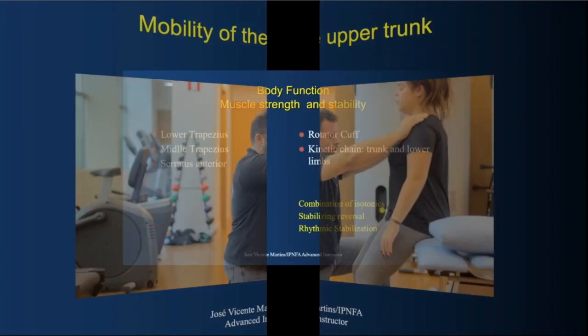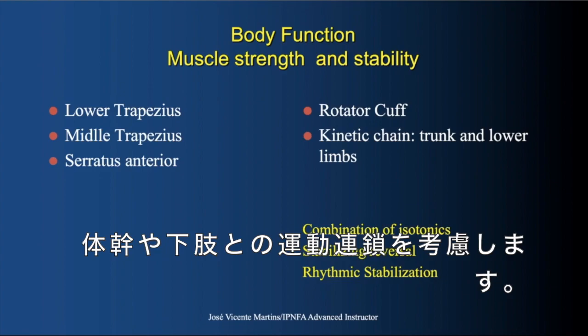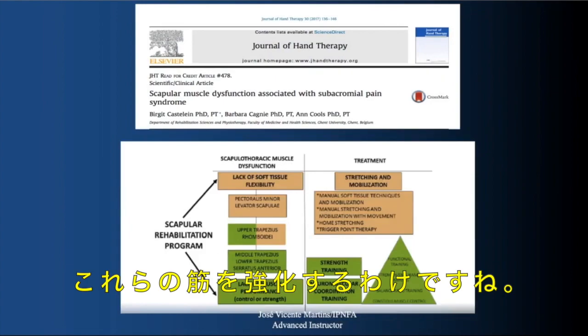So, concerning muscle strength, we can emphasize lower trap, middle trap, serratus anterior, rotator cuff muscles, and also we can think about kinetic chain, trunk and lower limbs. For that, we can use a combination of isotonics, stabilizing reversal, and rhythmic stabilization. Let's see some examples. Here again, we can see.